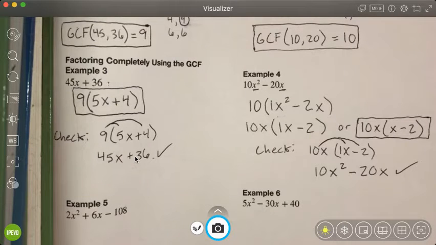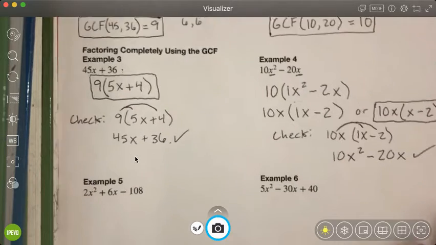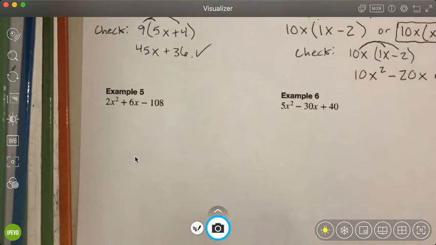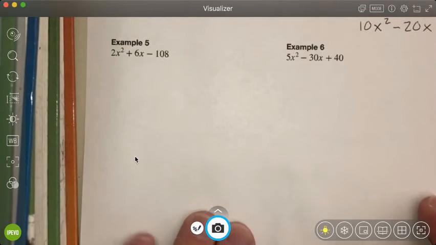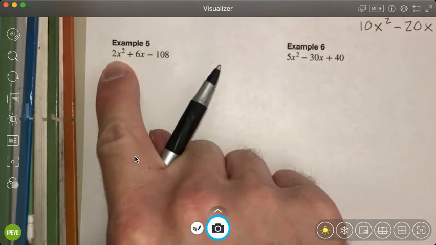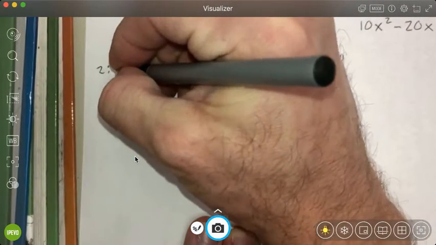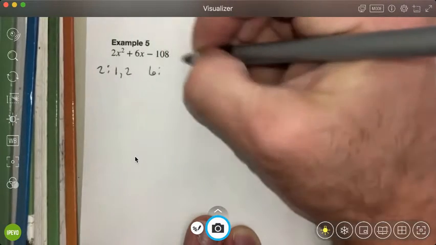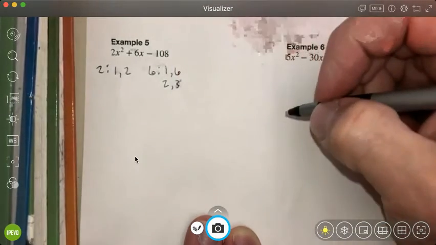The very last piece here is going to build on what we were doing earlier this week. The greatest common factor is going to play a role here. I'm going to look at the factors of 2, just 1 and 2. Factors of 6 are 1 and 6, 2 and 3.